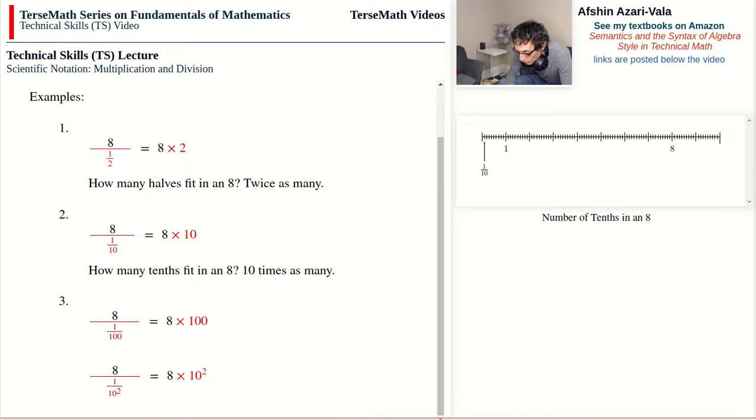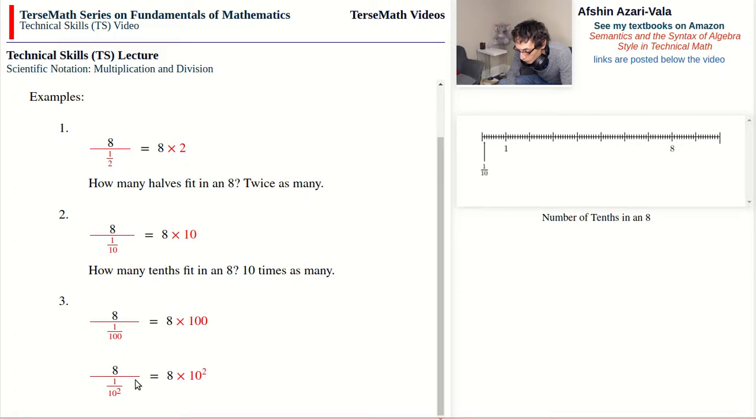And therefore, it would become 8 divided by 1 over 10 to the power of 2, which is 8 divided by 100. That is the same as 8 times 10 to the power of 2, which is, again, 10 to the power of 2 is 100. So this is the same as 8 times 100. So really, these two say the same thing, but using different notation. One of them uses decimal notation, one of them uses 10 to the power of 2.